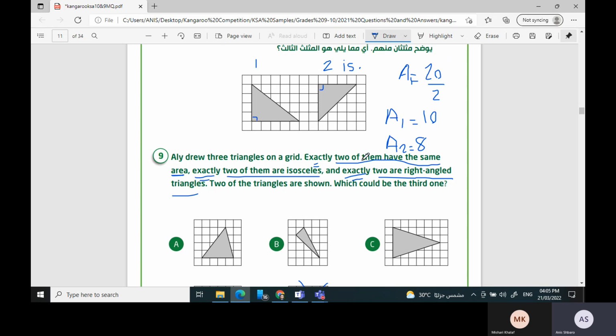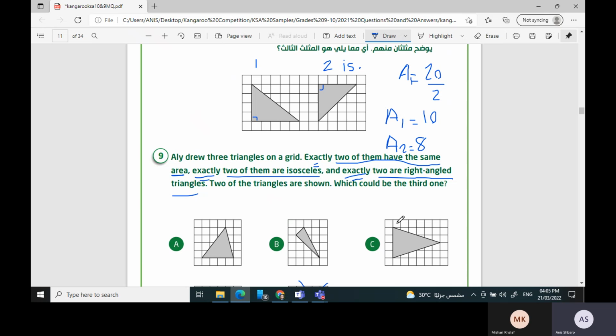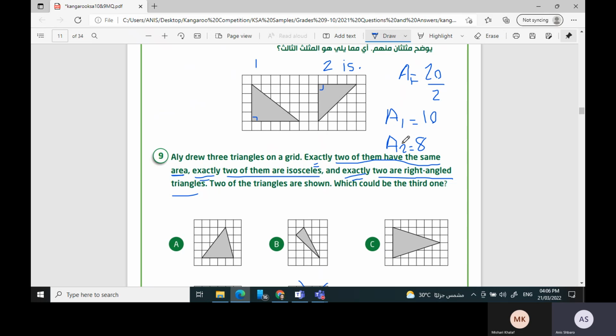Okay, now let's look for the area. So we skipped one, so it's easy now. We made less effort for calculating it. So the area must be equal to 10 or 8. So for example, let me choose C. Look, C and D look perfectly isosceles, so I'm going to try them. If the area is equal to 10 or 8, then we're fine.